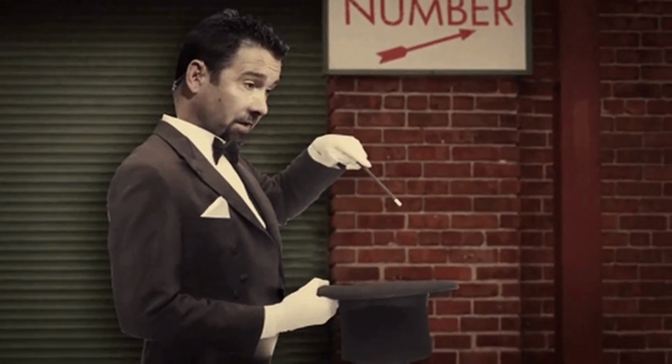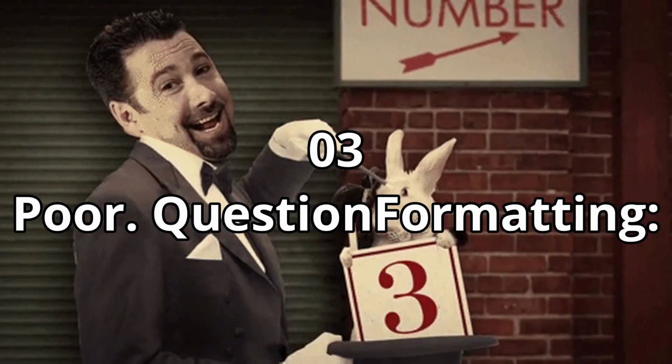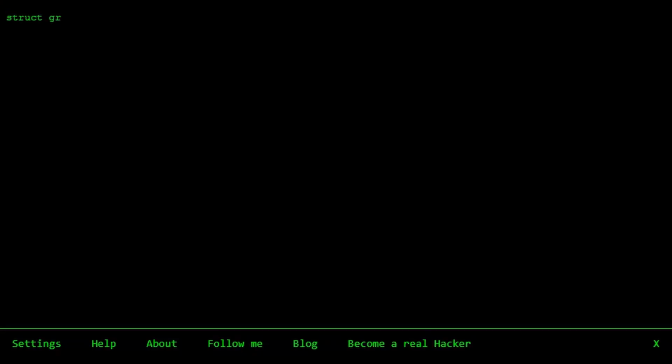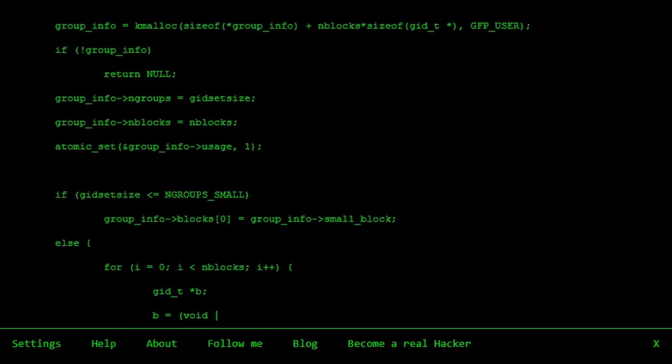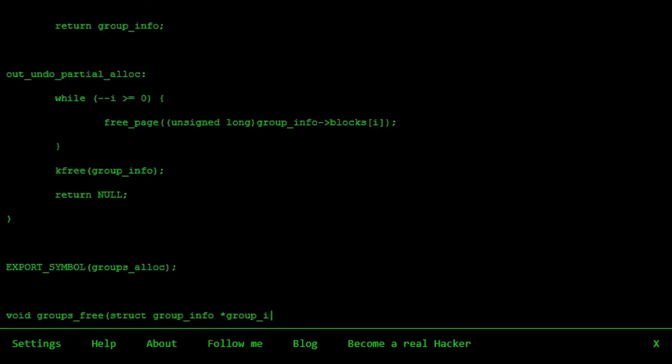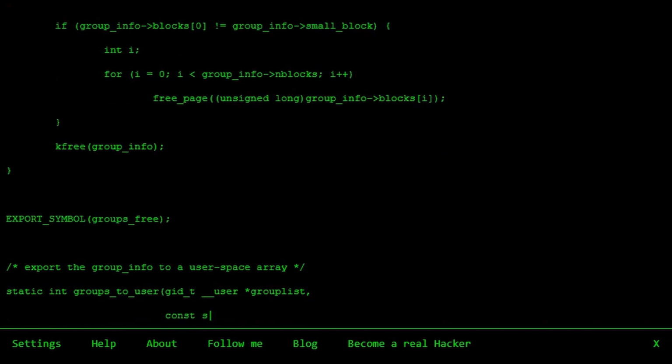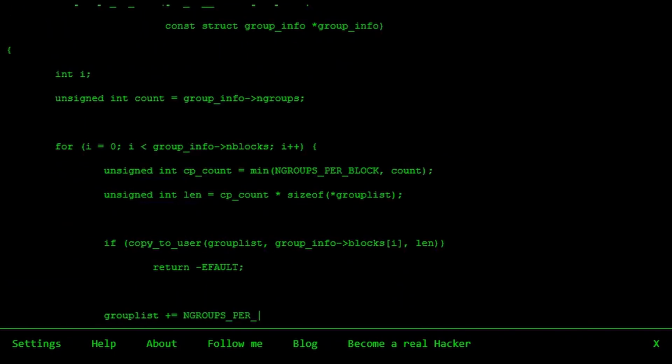Next up, we have poor question formatting. Come on, our passion is to write code that is clean, efficient, and easy to read. We're supposed to apply the same attention to detail and formatting when writing our questions, in particular because we're going to submit it to other developers.